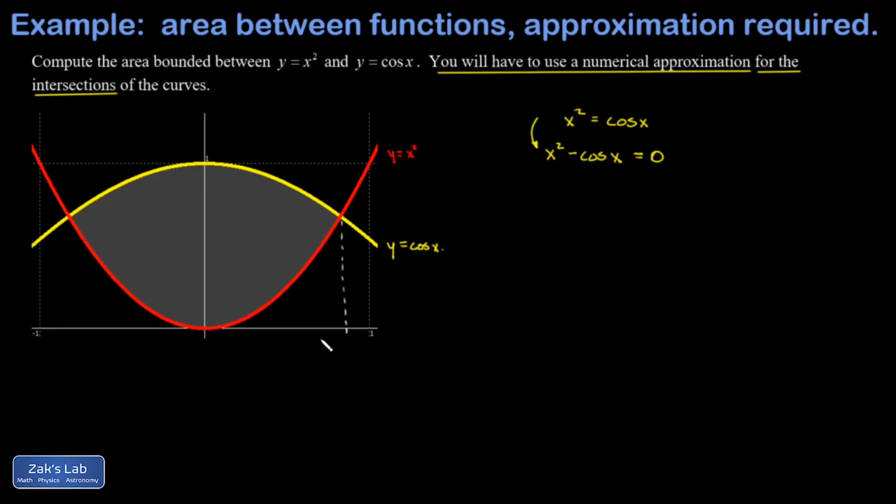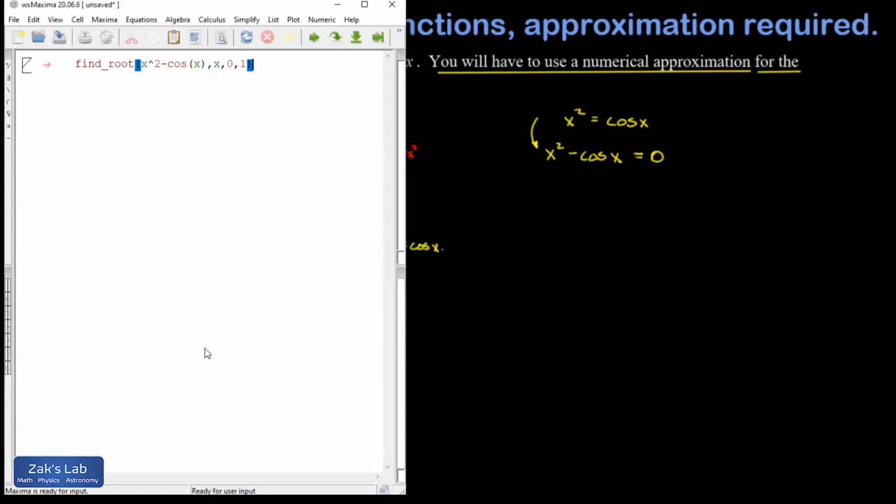And I can see that this intersection on the right side of my picture happens somewhere between 0 and 1. And I don't need to worry about the one on the left because I'm just going to take the right half of the area and double the answer anyway. So here we are in Maxima, and I'm using the find root function, and I put in x squared minus cosine x. And then I have to tell Maxima what interval to search on for a root, so as x goes from 0 to 1. And then I'll hit Shift Enter. And I'm just going to round this to the thousandths place. I get an approximation of 0.824.